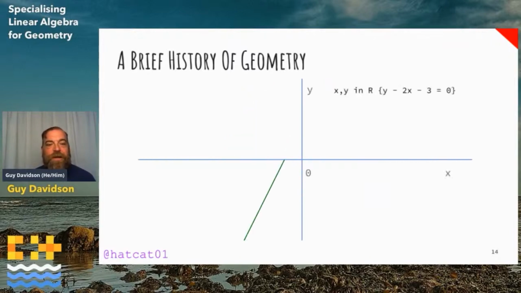So let's start with a straight line. Rather than, as Euclid did, just drawing a straight line on the page and simply connecting it to other lines and curves, we can define a frame of reference and describe a line as a set of points satisfying particular properties. And here we have a line. It's the set of points x, y in R such that y minus 2x minus 3 equals 0.